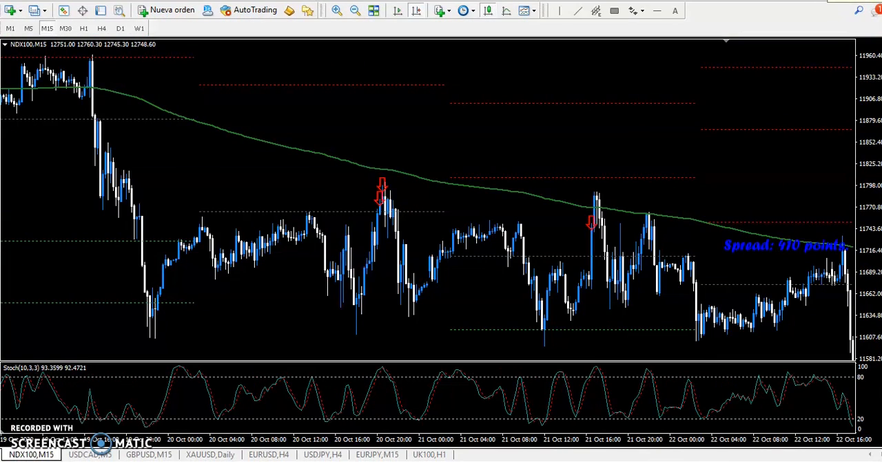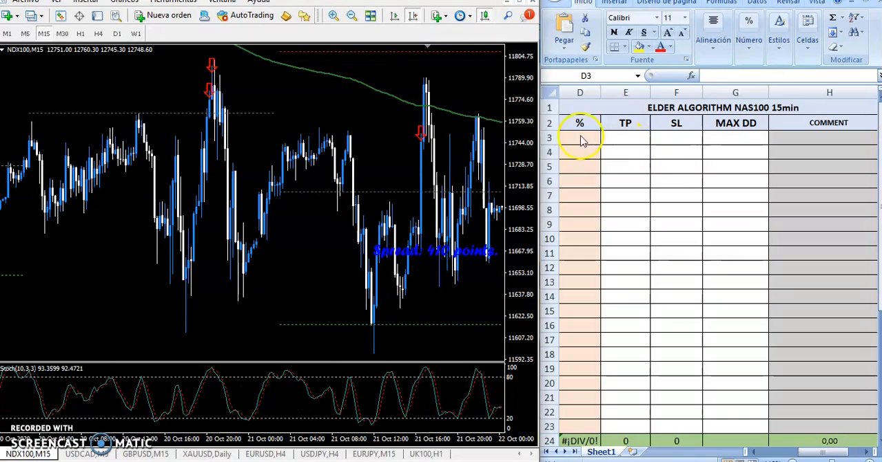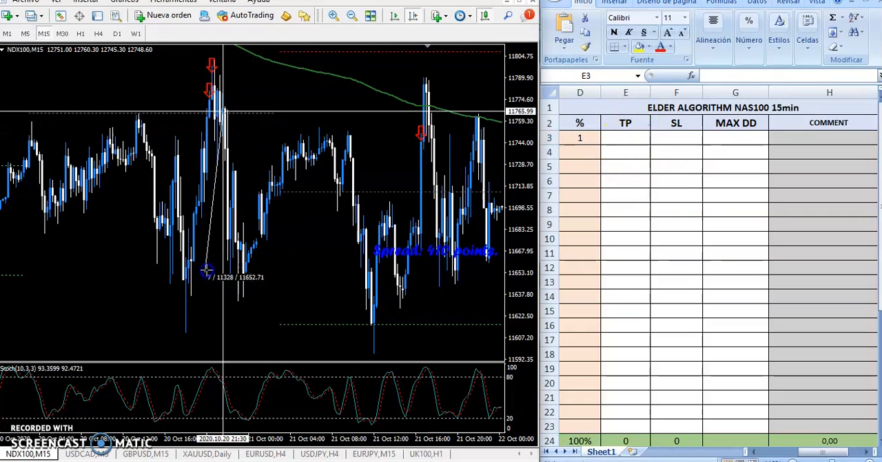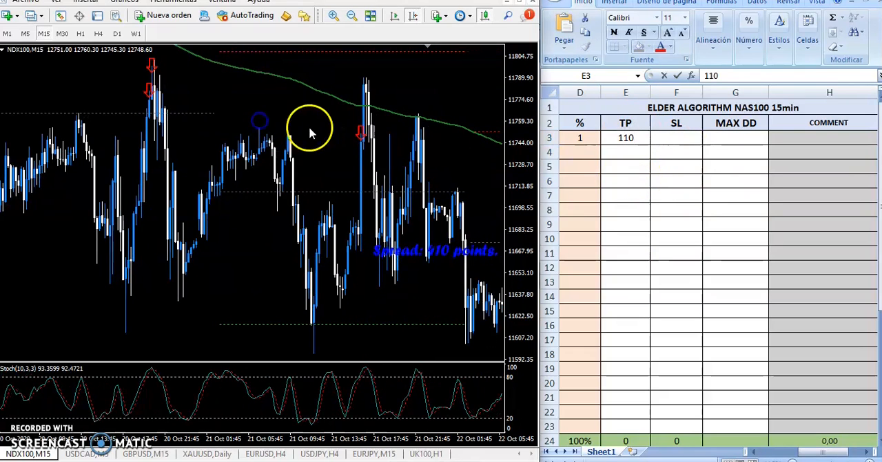So I've just opened up an Excel spreadsheet to make it easier for us to track our trades as we go. So we're going to write the first one down here in the percentage as a 1 because this is a winning trade, and then in the take profit we'll just write down 110 pips. And then we move on to the next one.